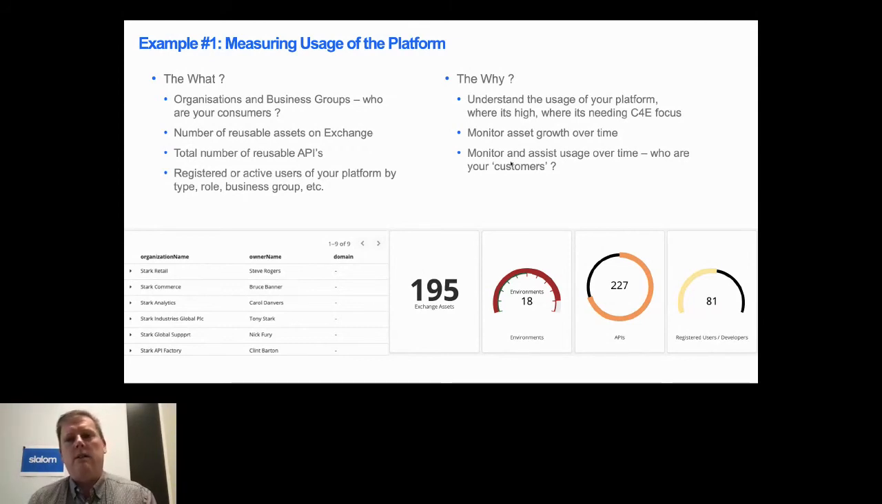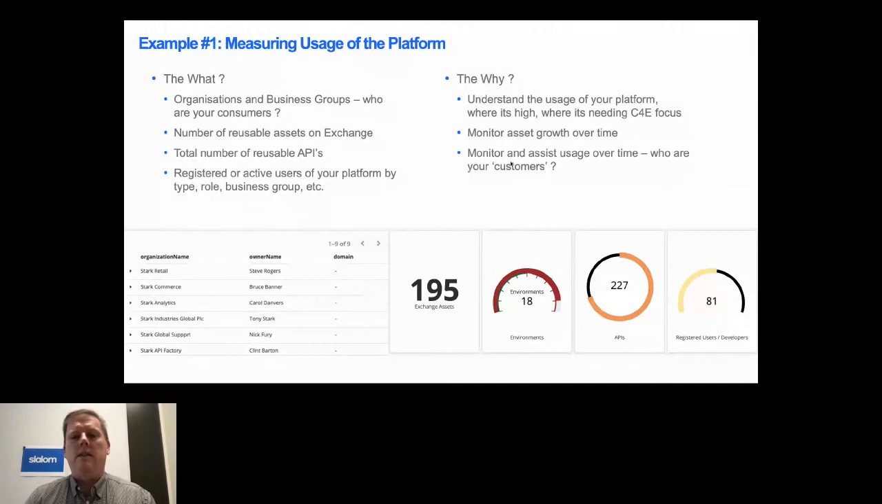But why do you do this? Well, ultimately you want to understand the usage of your platform, where it's high, where the C4E might help to focus on that, and also to monitor asset growth over time. So is your platform growing? Is your ecosystem growing versus you're reusing more of your assets? And higher reuse indicates really good design, whereas higher proliferation across different similar data models probably indicates some design challenges that you're not getting people to focus on using the assets that are there. Either they're not consumable enough or people aren't aware that they should, how to discover them.